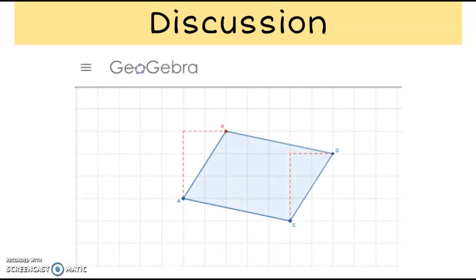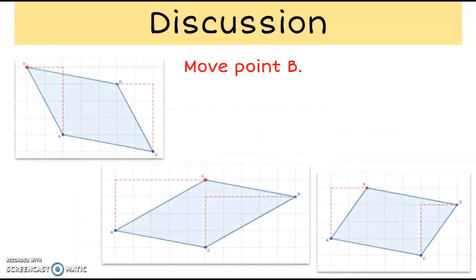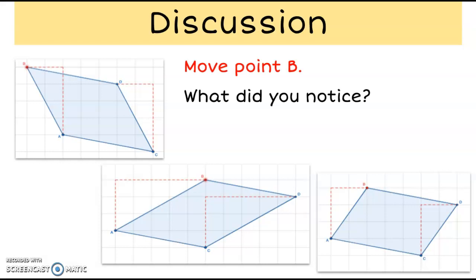In the discussion, you were asked to explore this GeoGebra quadrilateral. You were to move the red point B in many different places. You may have seen you got many different quadrilaterals that appeared to be parallelograms. What did you notice about them, specifically the red dotted lines?